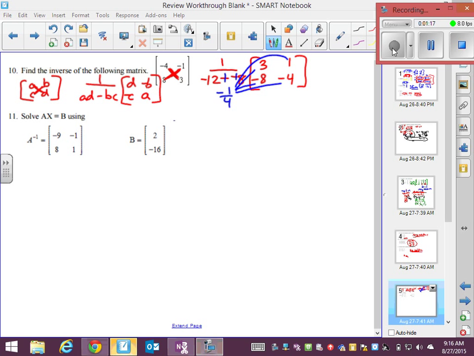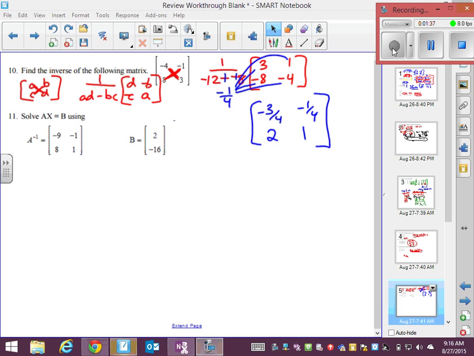And so negative 1/4 times 3 gives me negative 3/4. Negative 1/4 times 1 gives me negative 1/4. Negative 1/4 times negative 8 is positive 2. And negative 1/4 times negative 4 is positive 1. There's your inverse. Okay? There's your inverse. And that's how you do it by hand.